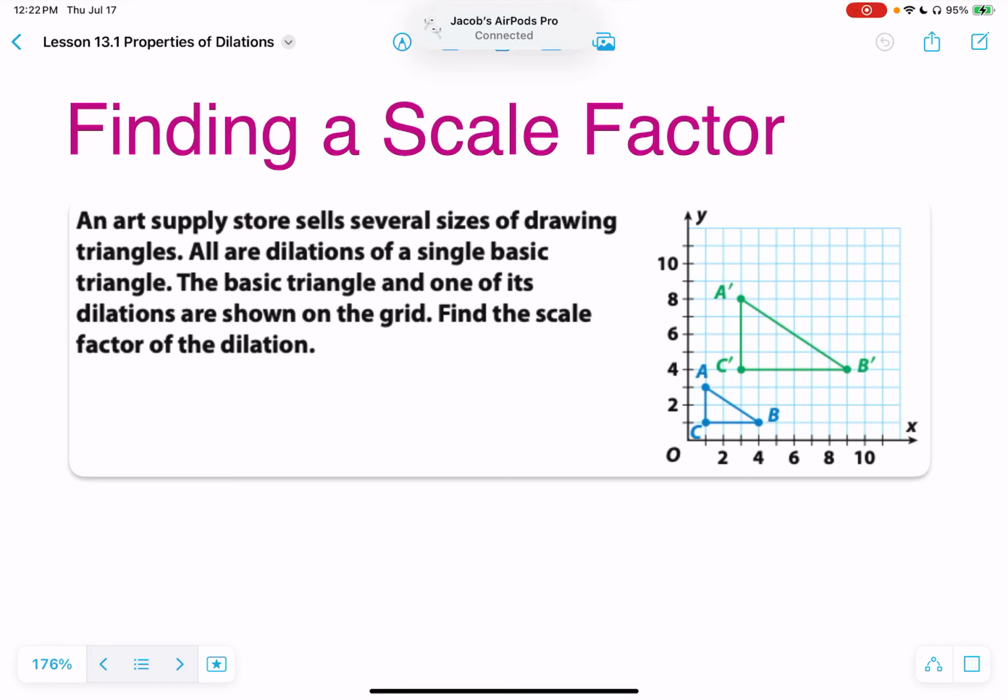So this is an example of something that has been dilated. We've got our original triangle, triangle ABC, and then next to it in green, we've got the dilation A prime, B prime, C prime. And so this dilation is clearly larger. And whenever the problem says to find the scale factor of the dilation, what it's asking is how much larger? How much bigger is the dilation than the original shape?